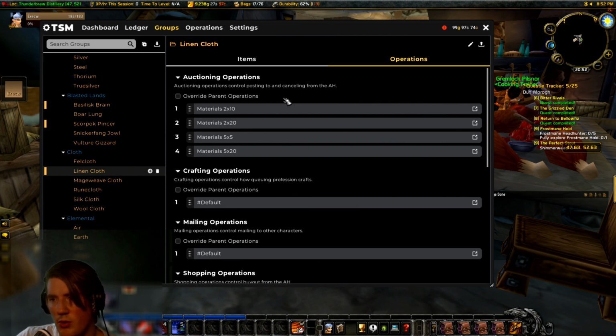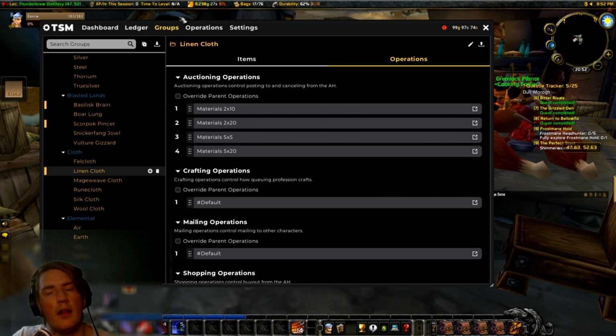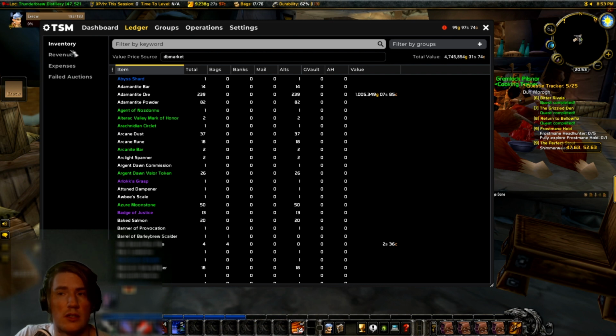So here you can see what I've been doing for cloth, for instance, posting 2 stacks of 10, 2 stacks of 20, some stacks of 5, and then more stacks of 20. The exact quantities you're using and which stack size you're prioritizing is something you'll have to figure out for yourself, and you can do that by looking at the ledger.